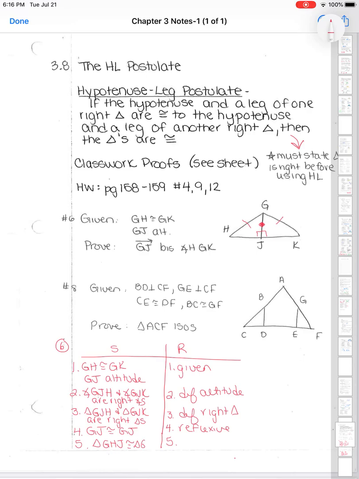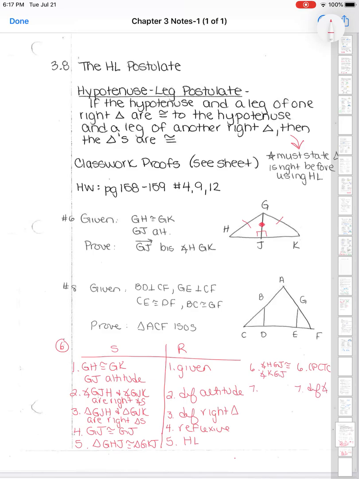So according to what we have, we spell SSA, which is backwards, either one. And we know we don't have that. So that is where the HL postulate comes into play. So we have enough information then to prove the triangles are congruent. So not one of our traditional ways, but we can say that triangle GHJ is congruent to triangle GKJ now by the HL. And you just write HL, that's it. It does the same thing that side angle side or side side side would have.